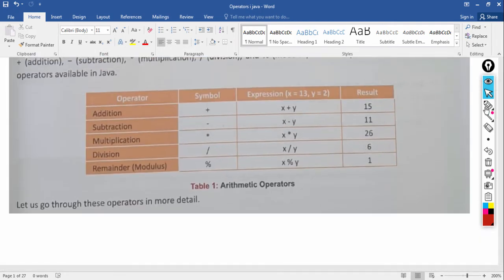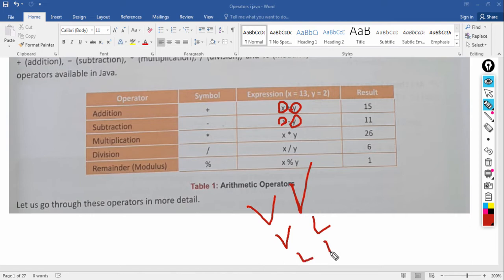Now in this example, both the operands were variables, right? x plus y, x minus y. For all these operators, the operands are in the form of variables. That is perfectly all right. You can have a combination of variable and variable, a combination of variable and literal, or a combination of literal and literal. So this was a combination of variable and variable.